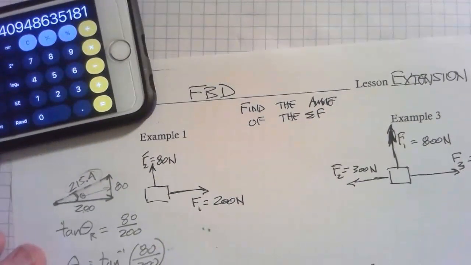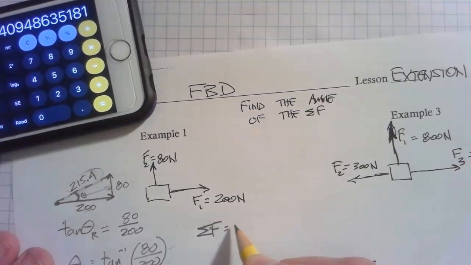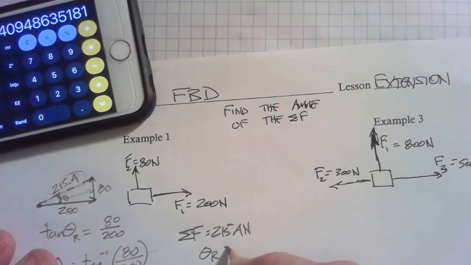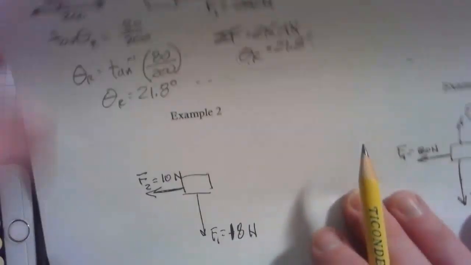So what I have is my final answer. I would have a net force of 215.4 newtons at a reference angle of 21.8 degrees. We're good. That's all you need to give. You don't need to give an angle because someone that knows what the reference angle means, they know what you mean there. All right.